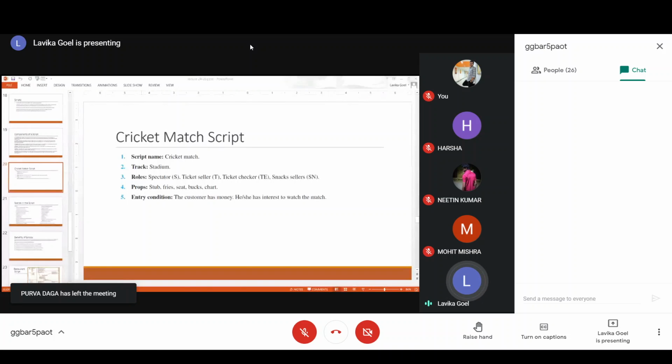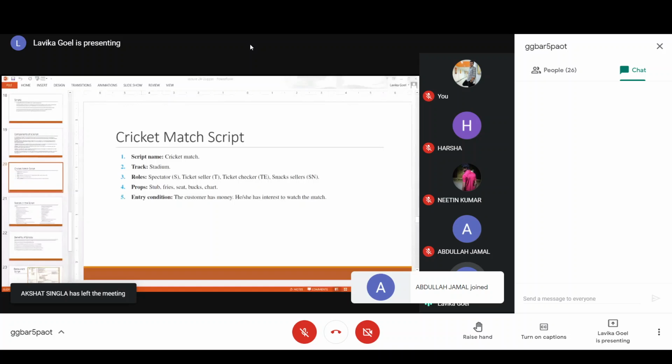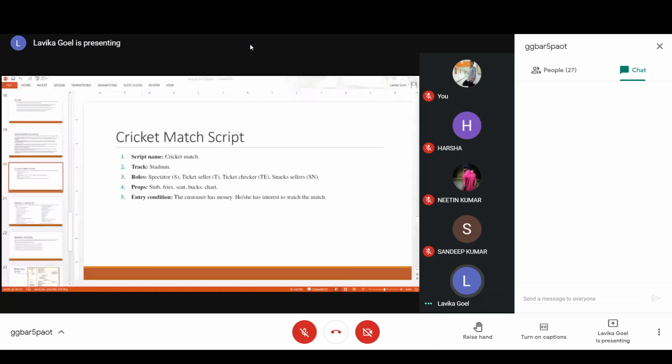And then the things involved in the script, that means the props. So props would be a stub. Stub means basically your ticket for getting the entry. Then fries means your snacks item. Then seat, you need to sit and watch. Then bucks, money you need to buy the ticket. And then chart. Chart is basically your name is there or not, or you can say your score chart of the different teams. So these are the different things involved in the cricket match script. So these form your props.